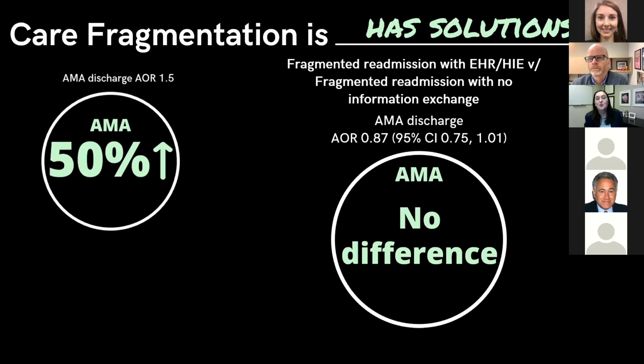So again, when we compared fragmented readmissions with electronic information exchange to those without, we actually didn't see a difference in the odds of leaving AMA from the readmission. And I think that might be because leaving AMA might be less sensitive to care coordination. And so, the ability to access information from the previous admission might just have less of an impact on the reasons that people leave against medical advice.